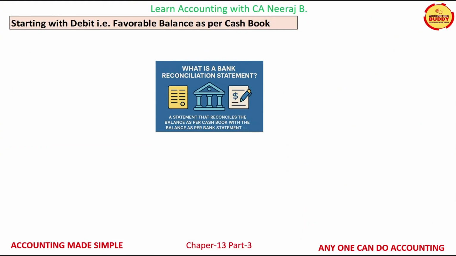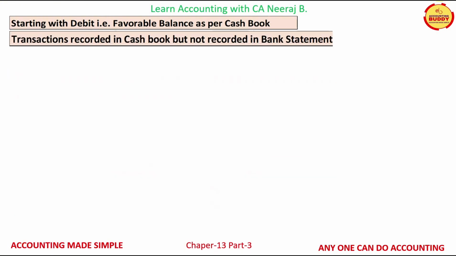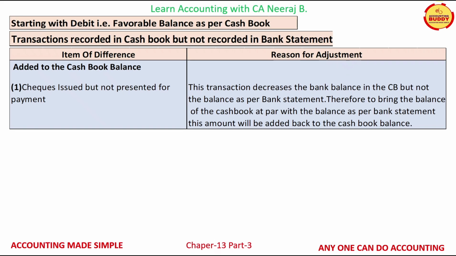Let us learn in detail the bank reconciliation statement process and treatment of various unmatched transactions when the bank reconciliation statement is started with the debit favorable balance as per cash book. First, we will talk about transactions recorded in the cash book but not recorded in the bank statement. Remember, we are starting the bank reconciliation statement with the debit cash book balance. Therefore, let us learn about the items of difference which need to be added to the cash book balance.